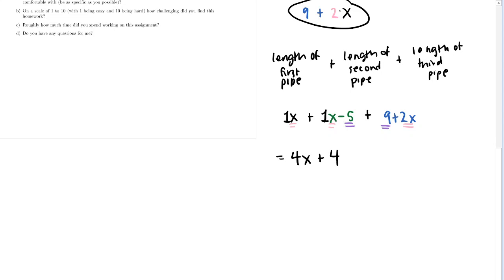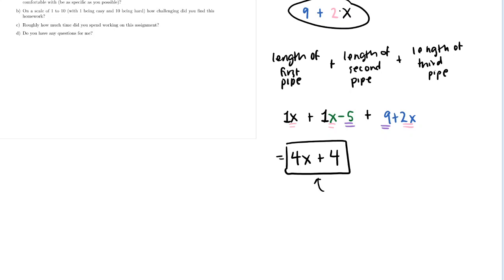And so this is an expression. What does this expression say? It tells us the length of all three pipes added together. If we know the length of the first pipe, x, we know the length of all the pipes added together, and it's given by this expression. This tells us how we can compute it without having to rebuild each one individually every time.